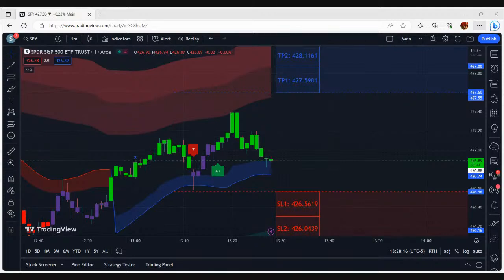So if I do play calls, I'm just going to go with tomorrow's June 8th calls, probably the 427s. It doesn't make a huge difference. I think people get hugely caught up on what exact strike and things, but it really doesn't matter that much. So I'm just getting these ready. I'm just going to check out the chart here a little bit.